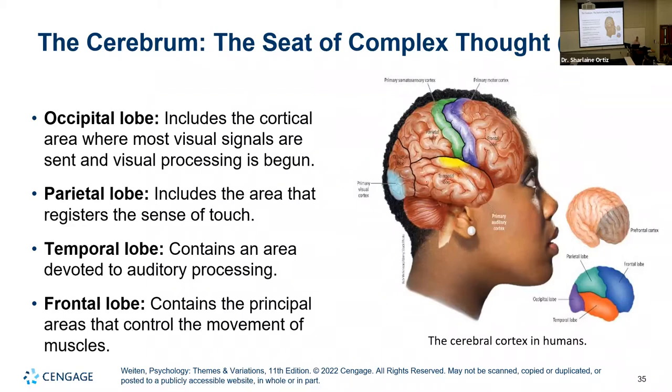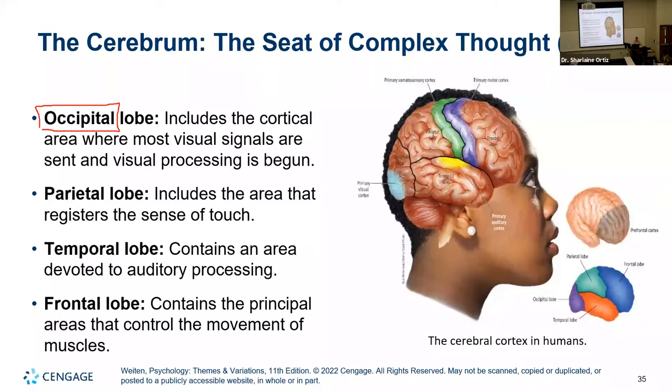Now, remember that the cerebrum is complex. Therefore, it has specialized areas that we like to call the lobes. And we're going to cover those four lobes today. First one that we're going to talk about is the occipital lobe.